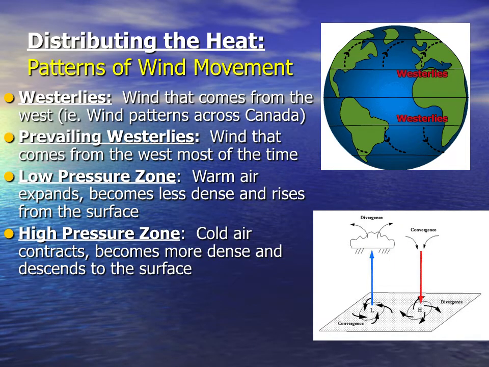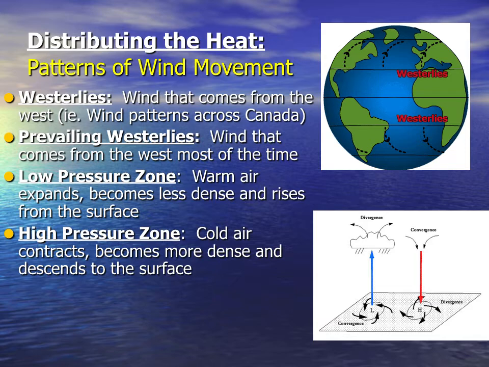Okay, a few more notes in your booklet here. We have what are called westerlies, and that's wind that comes from the west, and that's the pattern we have here in Canada. When someone says prevailing westerlies, that's wind that comes from the west most of the time. Low pressure system, again in those videos, is when warm air expands, becomes less dense, and rises from the surface. And then in high pressure zones, that's cold air contracting, becoming more dense and descending towards the surface.